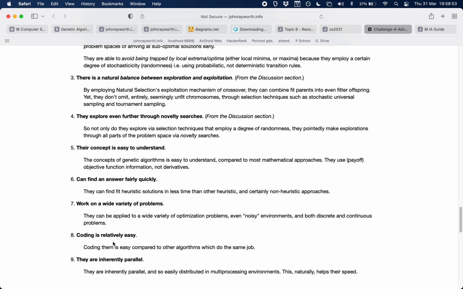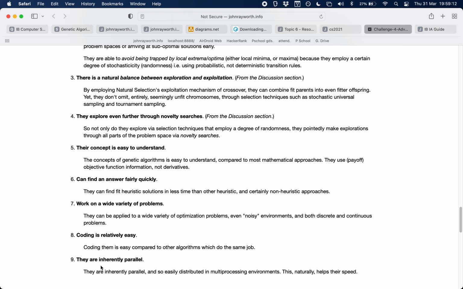The coding is relatively easy, compared to some of the mathematical types of approaches. You may or may not agree with that, but on the grand scheme of things, they really are easy enough to follow. And they are inherently parallel.